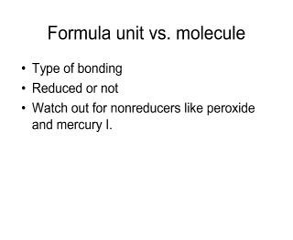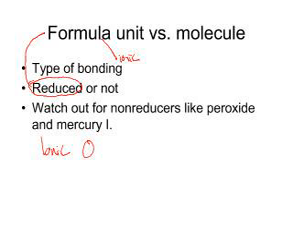Formula unit versus molecule. Formula unit: type of bonding, ionic. Reduced or not? Formula unit is reduced. Watch out for non-reducers like peroxide and mercury too. So I can have an ionic compound with things like peroxide, O2 2-, and mercury(I), which is Hg2 2+. And they never reduce. So these things will always have their 2's in there, even though they're ionic. So we talk about reducing the formula units. You don't reduce things with O2 2- in it, nor Hg2 2+ in it. And those are the ions you're using.